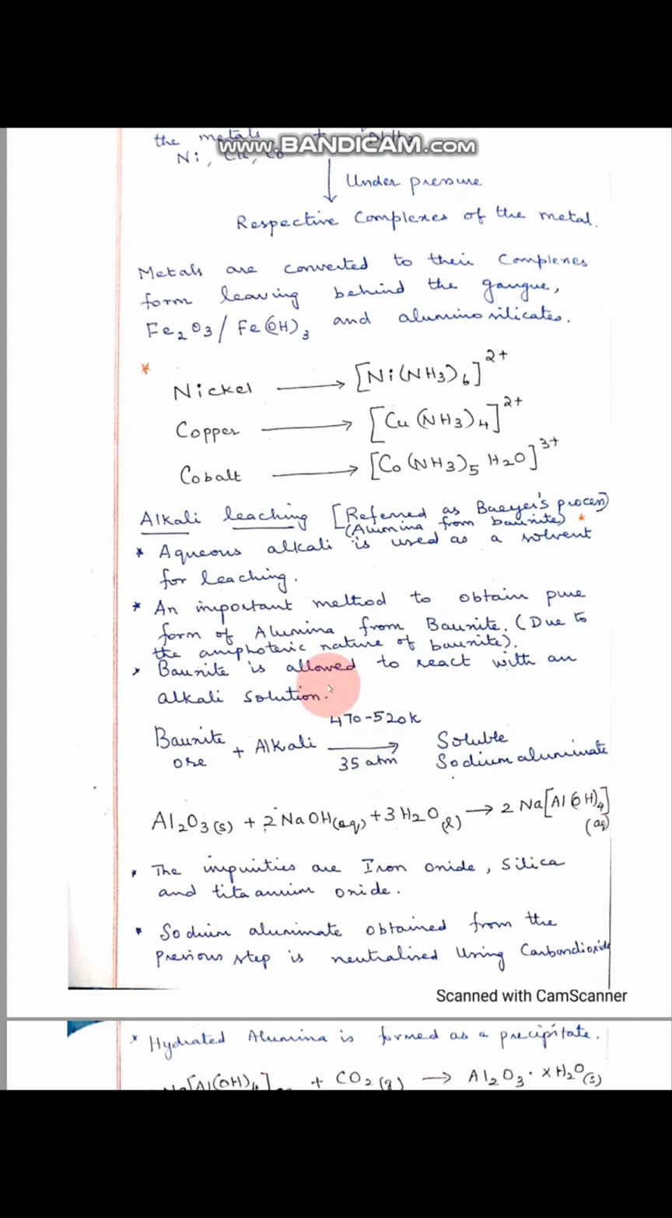The third type of leaching is called alkali leaching. In alkali leaching, aqueous alkali is used as the solvent.